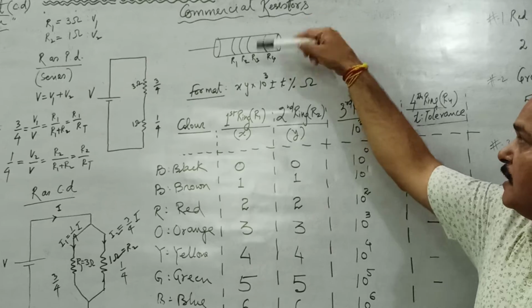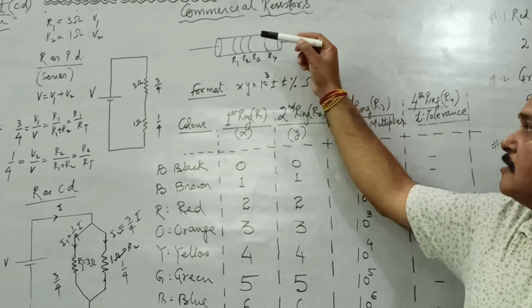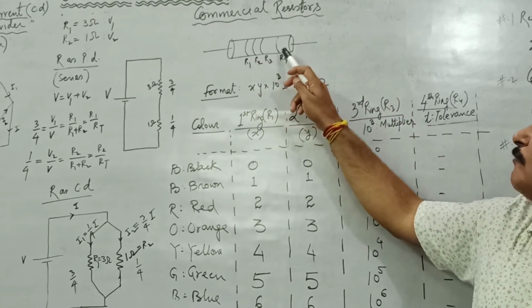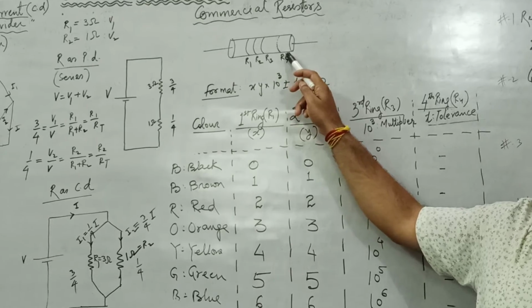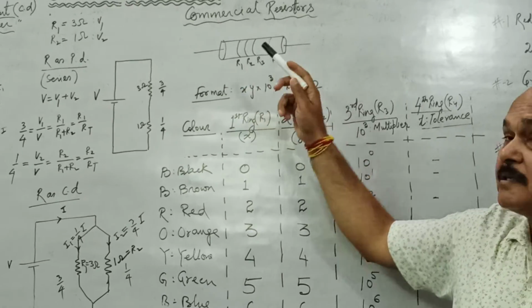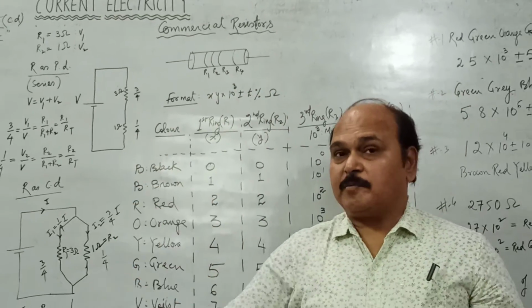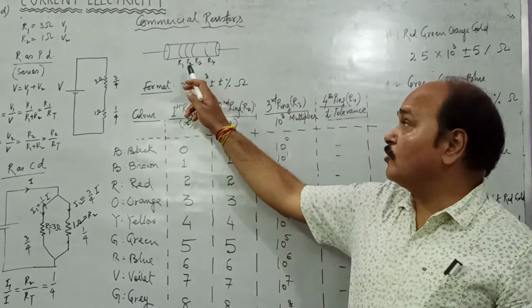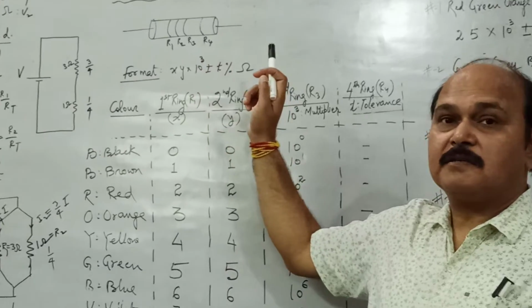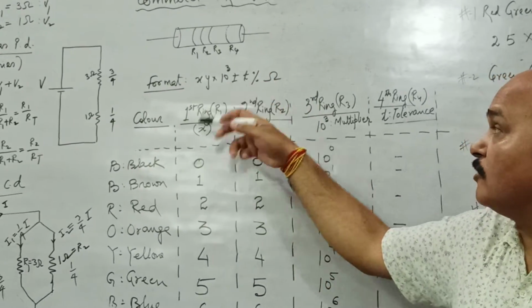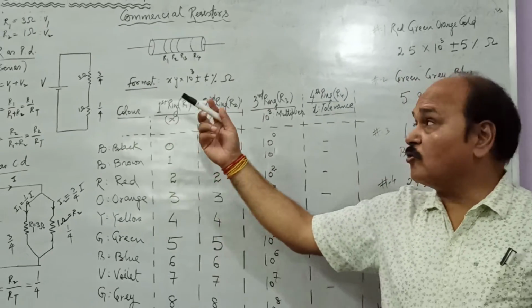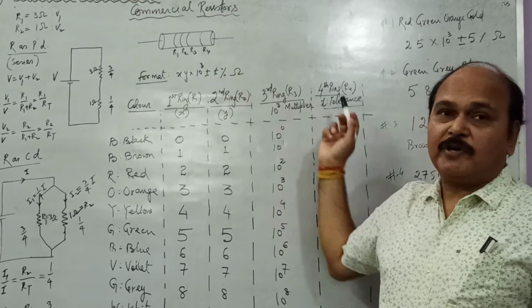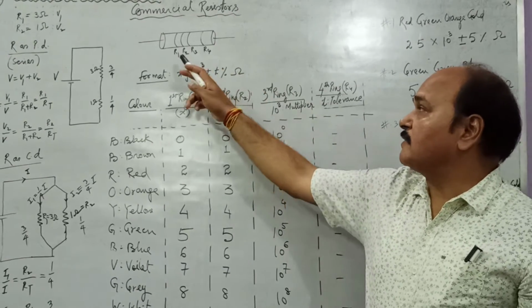Over the body of the cylinder there are some color rings: 1, 2, 3, and the 4th ring may or may not be there. These color rings carry the information about the value of resistance. So the value of resistance is coded in the form of these color rings. How are we going to decode this resistance and how do we code a resistance, that is what we are going to study. The format of the resistance is what?